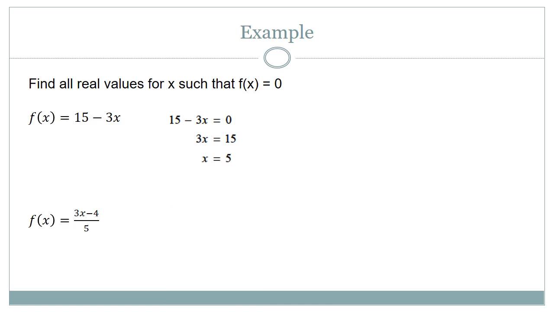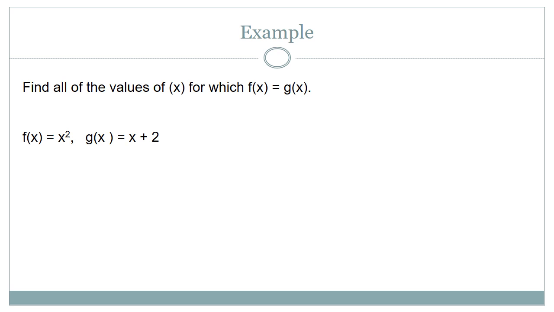So for the first one, 15 minus 3x equals 0, which means 3x equals 15, so x is 5. And on the second one, we've got 3x minus 4 over 5 is 0, so 3x minus 4 is 0, which means x must be 4/3.